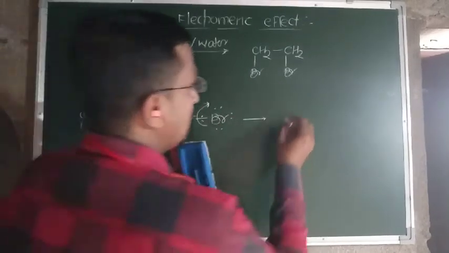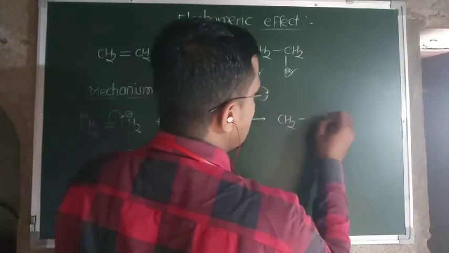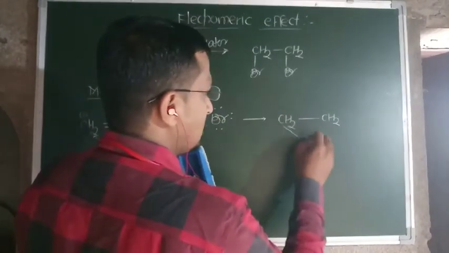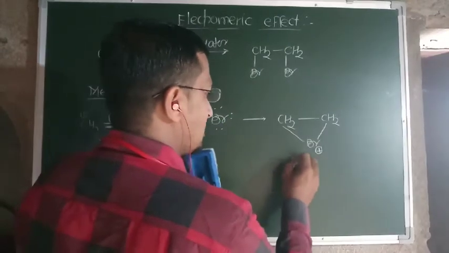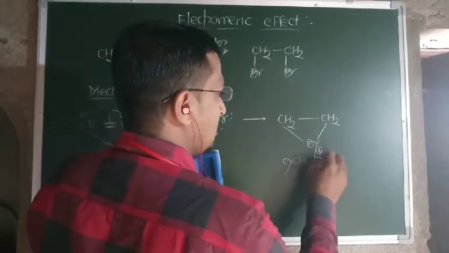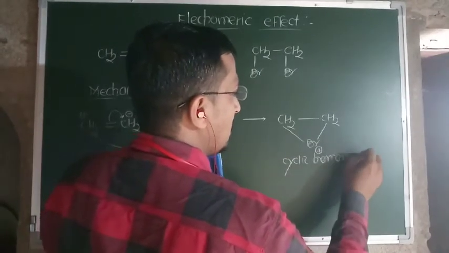So ultimately the product formed is CH2 single bond CH2, in which bromine carries a positive charge. This is called the cyclic bromonium ion.